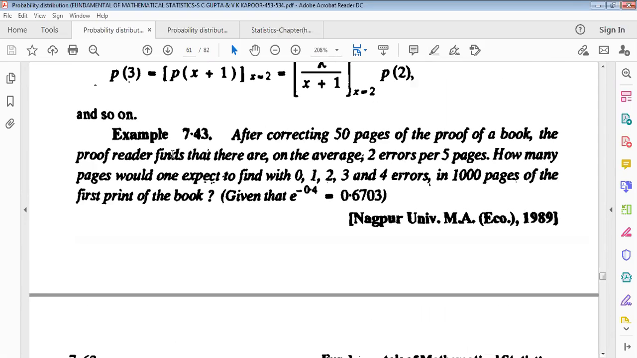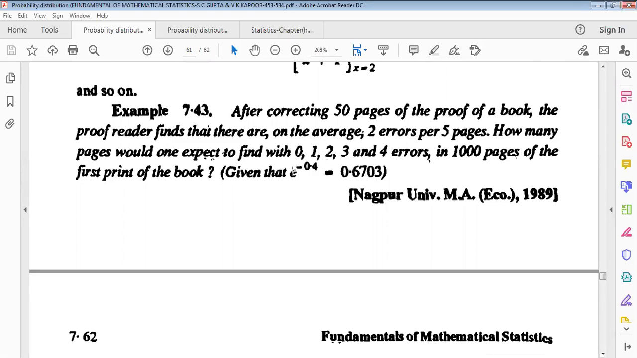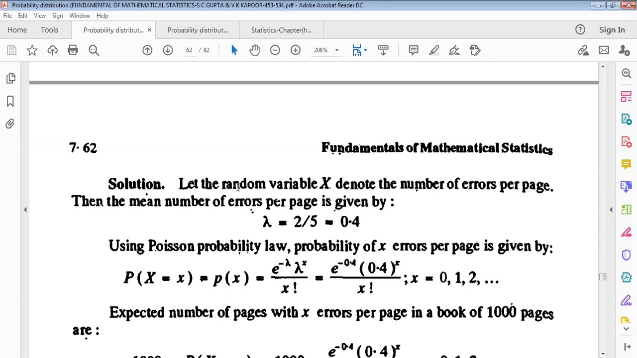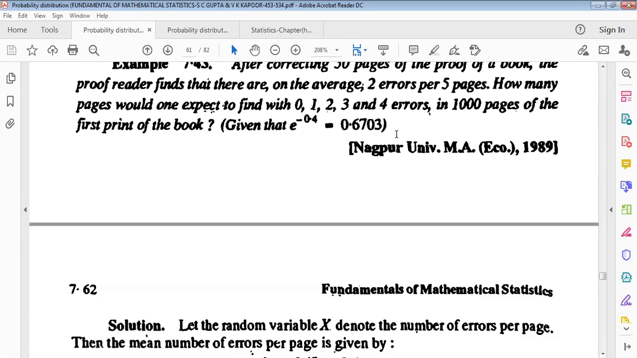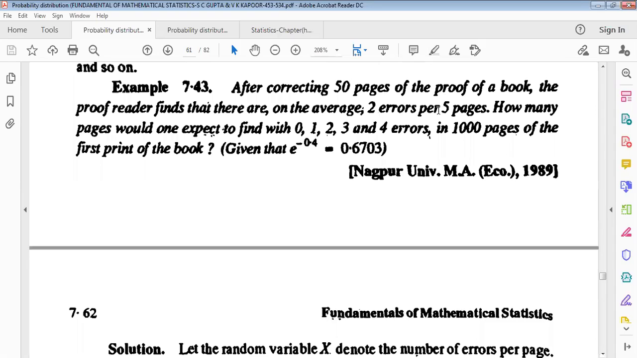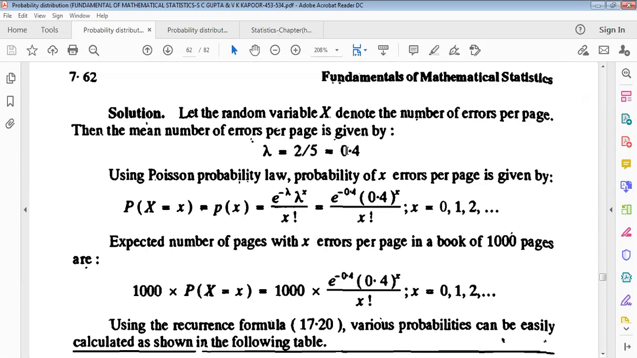Actually, we have studied an example like this in the previous class. Let the random variable be x, with the probability density function for the Poisson distribution. Lambda is the mean m, which is 2 by 5, since there are 2 errors per 5 pages. So the mean is 2 divided by 5, which is 0.4.